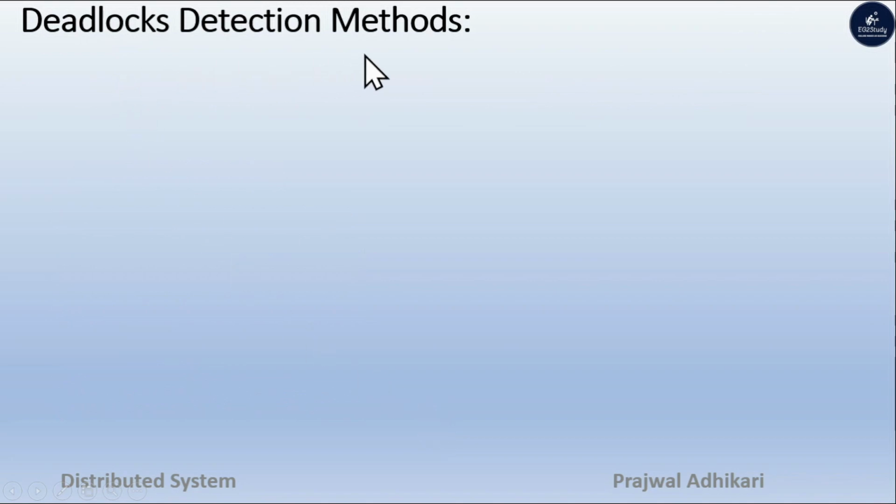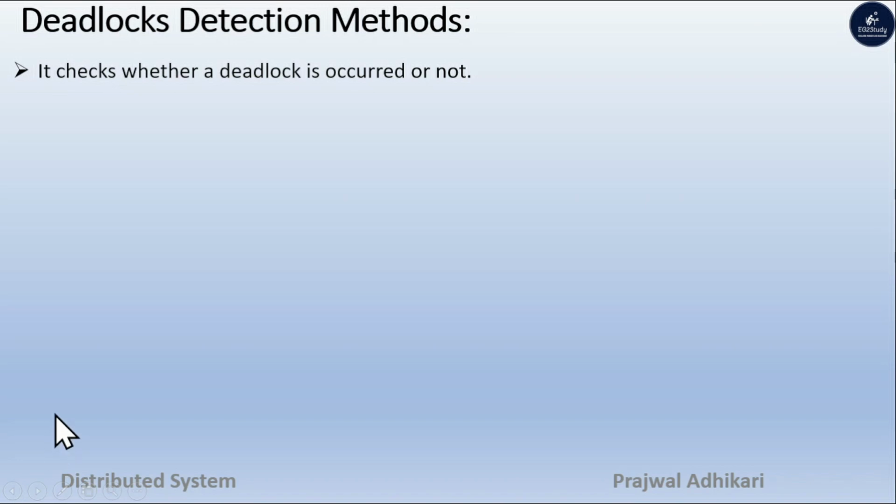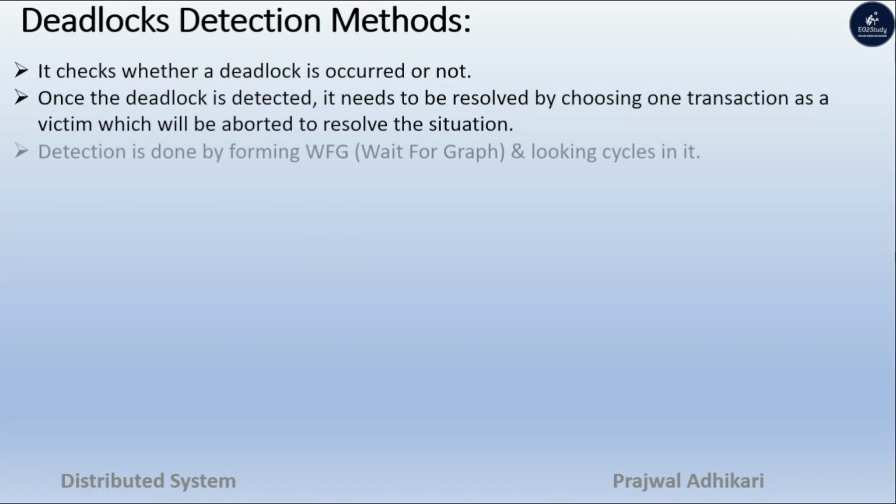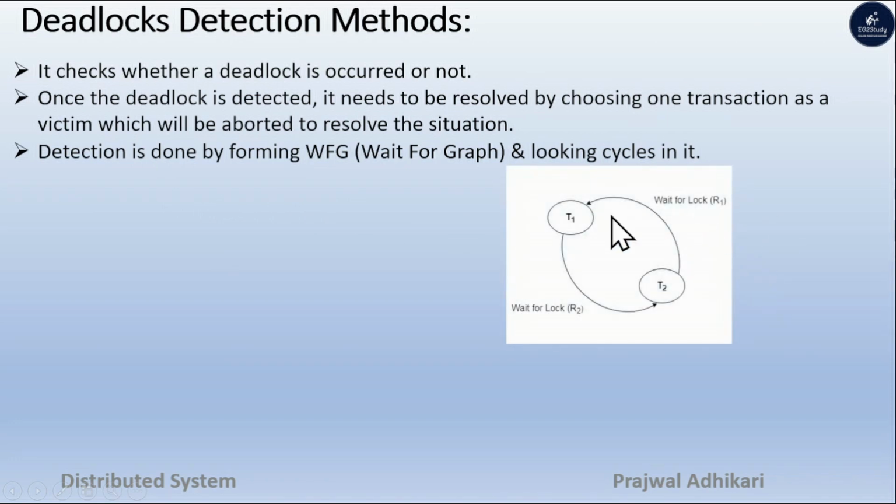Deadlock detection methods check whether a deadlock has occurred or not. Once the deadlock is detected, it needs to be resolved by choosing one transaction as a victim, which will be aborted to resolve the situation. Detection is done by forming a WFG, wait-for graph, and looking for cycles in it. This figure is a simple wait-for graph.